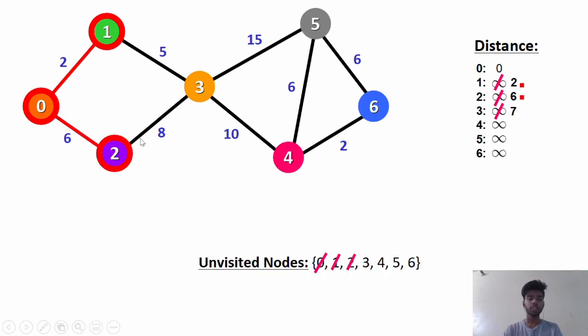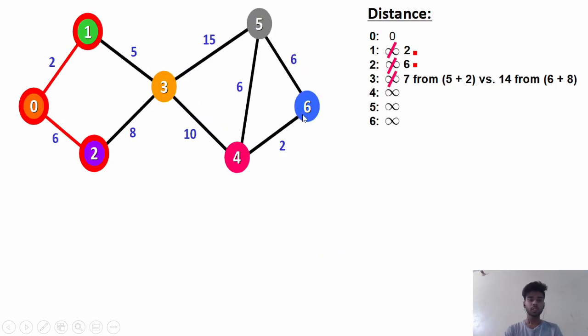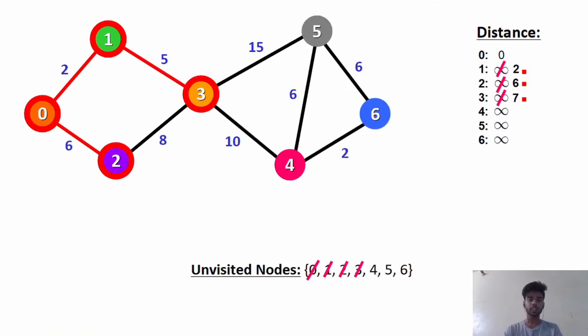Now there are two possible ways to reach node 3. Either we can go from node 0, 1, 3 or 0, 2, 3. So when we sum these two paths, we will get 7 and 14, and we can clearly see the path 0, 1, 3 with distance 7 is the smaller one. So we'll take 7 as the distance and we will mark node 3 as the visited node.